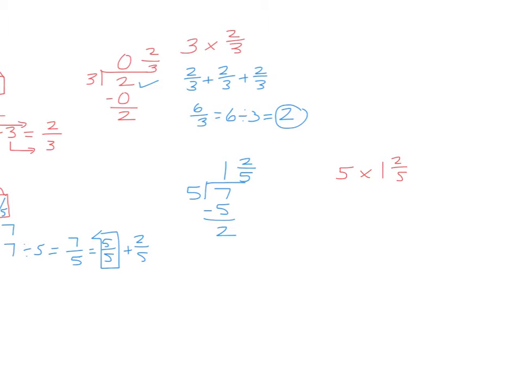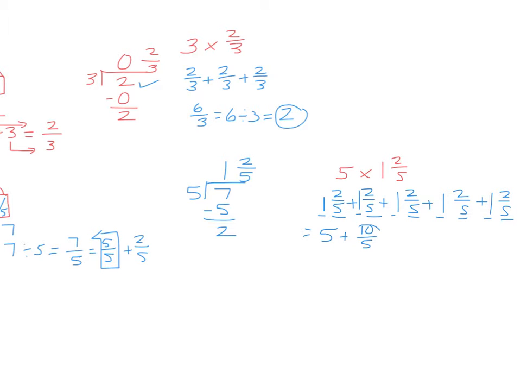Okay, 1 and 2 fifths times 5 is saying 1 and 2 fifths plus 1 and 2 fifths plus 1 and 2 fifths plus 1 and 2 fifths. One more time, plus 1 and 2 fifths. So if I add the whole numbers up together, I've got 5 right there. And then if I add up my 2 fifths, I've got 2 fifths plus another 2 fifths. That's 4 fifths. Plus another 2 fifths would be 6 fifths. Plus another 2 fifths would be 8 fifths. And another 2 fifths would be 10 fifths. So 10 over 5.